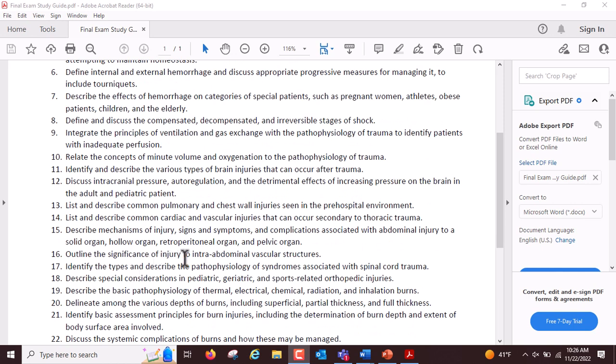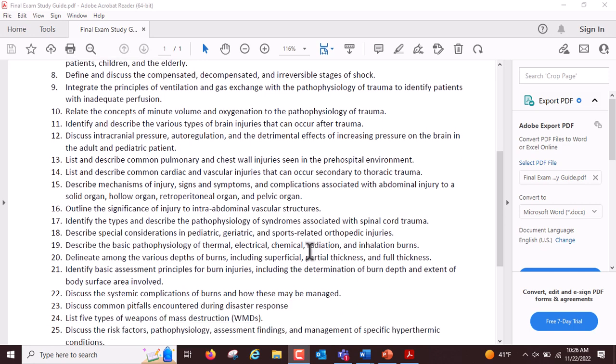Number 16 talks about injury to intra-abdominal vascular structures. Just to understand, particularly the solid organs of the liver and the spleen, they bleed a lot because they make blood, okay? That's a big thing to know about that.